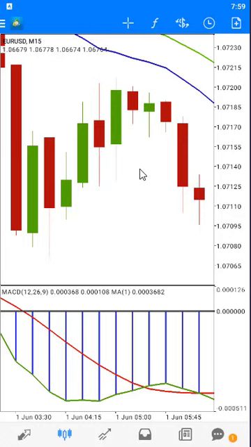Okay, all right then. So this green indicates price is going up. This red indicates price is going down. It means in this particular 15 minutes, price went down. In this particular 15 minutes, price moved up, as you can see.